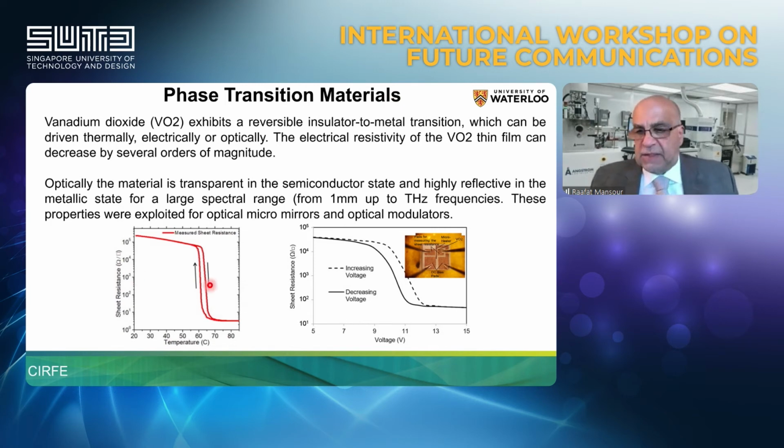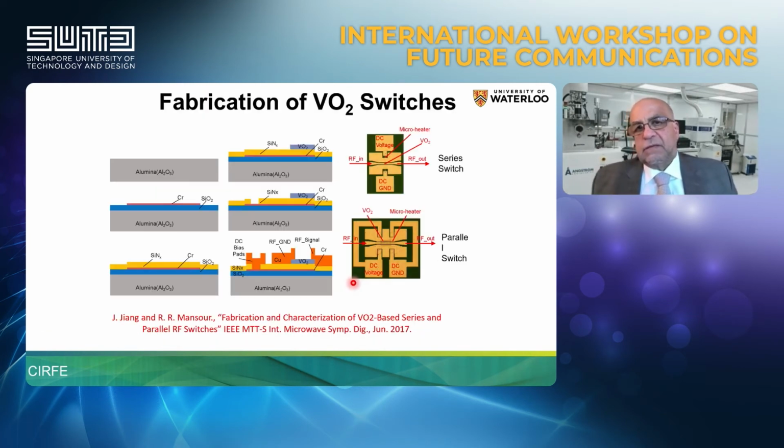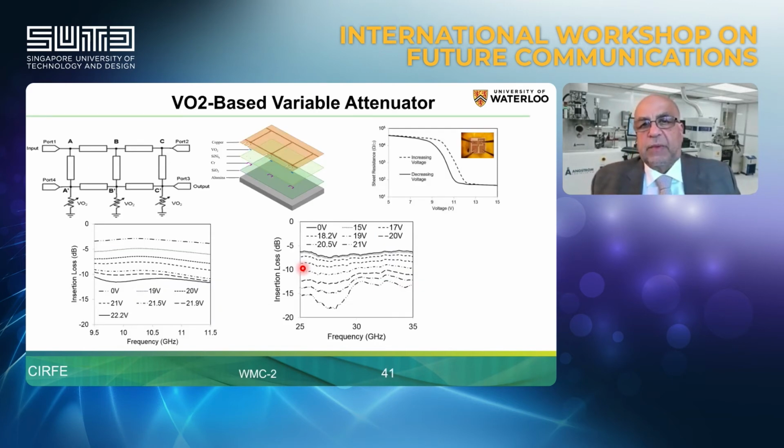But it has interesting applications as well. So we made switches out of it. You can see here, for example, a fabrication process similar to what we used in PCM. And this is a switch reported at 40 gigahertz, and you can see excellent performance. We make series type and shunt type switches using vanadium oxide. But they have to be applied continuously, they don't have a latching capability.